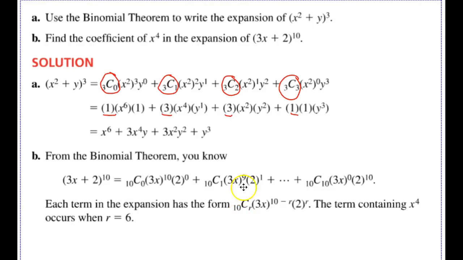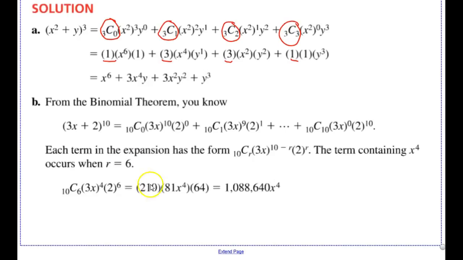if I have 10 objects, because I'm told I have 10, I take my combination of 10 taken r at a time, times 3x to the 10 minus r, and 2 to the r. The term containing x to the 4th occurs when r equals 6. So x to the 4th, right? I know that I'm trying to get an x to the 4th here, and I know that 10 minus 6 will give me 4. So then I can put that in and simplify and solve.